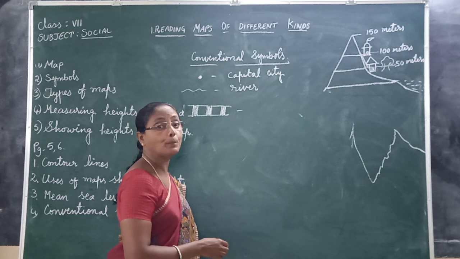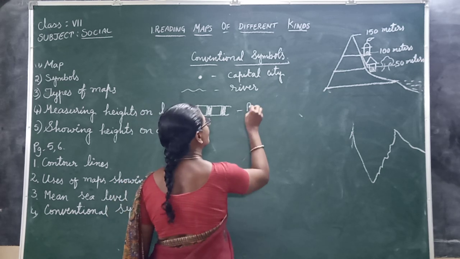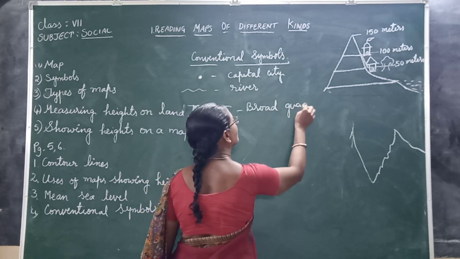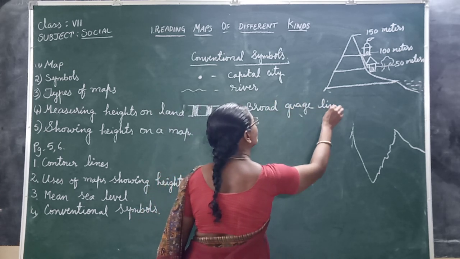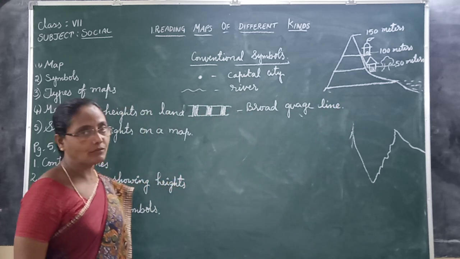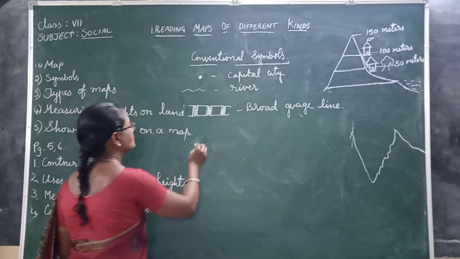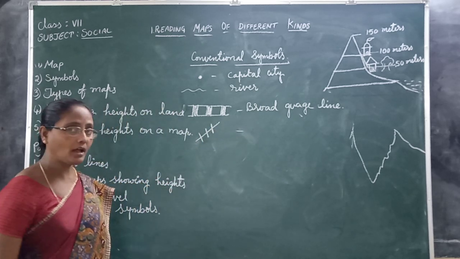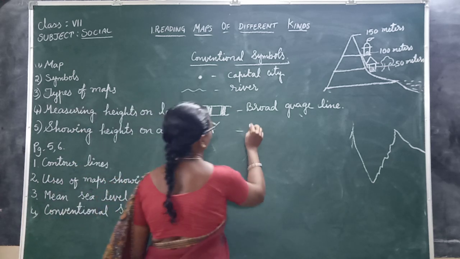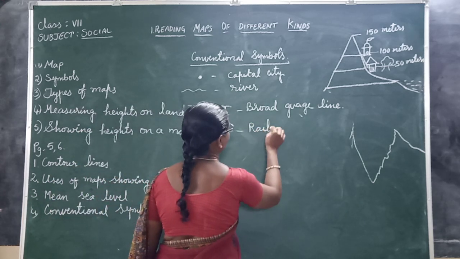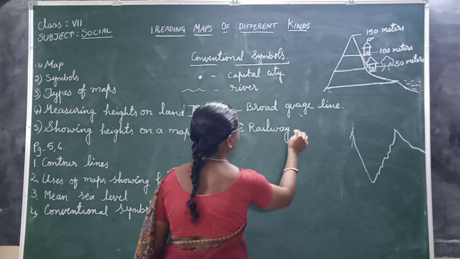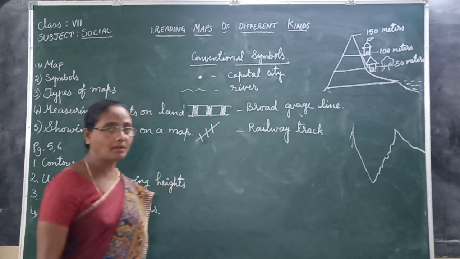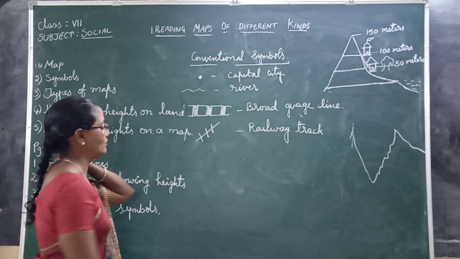This is the symbol of the broad gauge line. This is the symbol of the railway track.